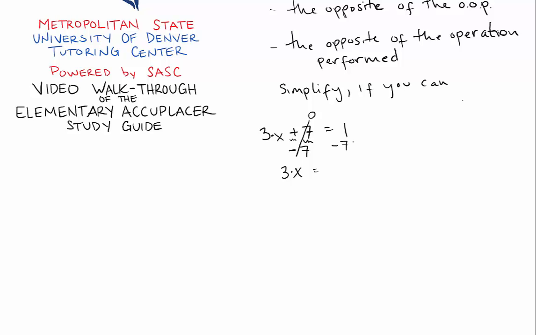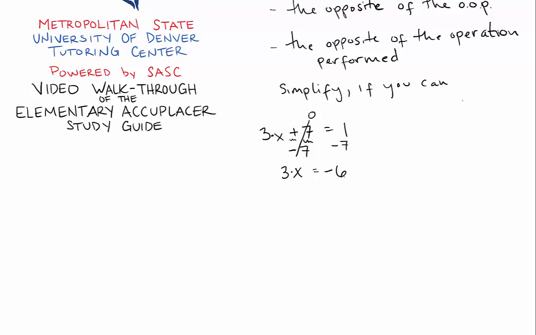And so I have 1 minus 7, and you're going to want to get comfortable with negative numbers. 1 minus 7 is negative 6. So now my new equation looks like this: 3 times x equals negative 6.